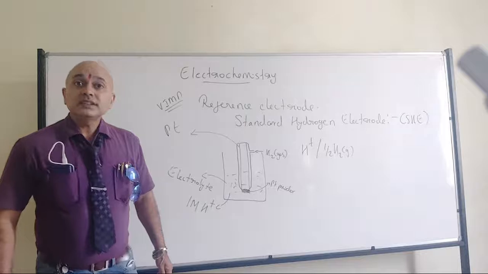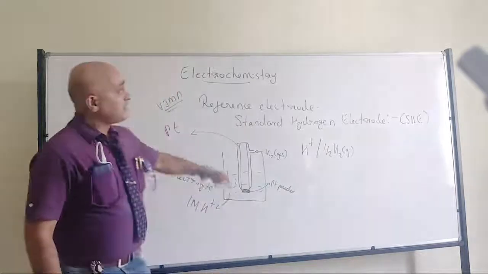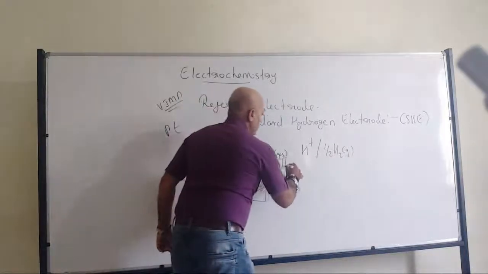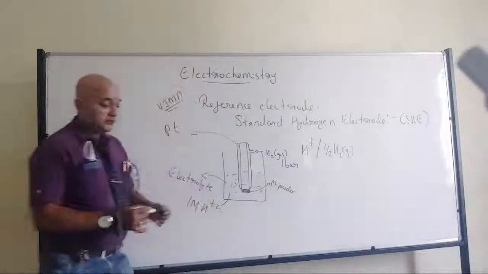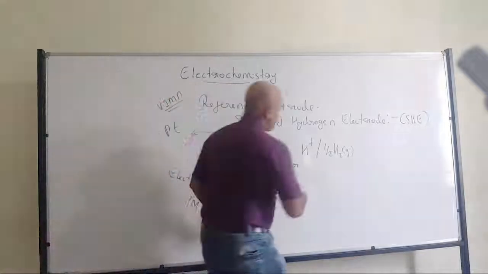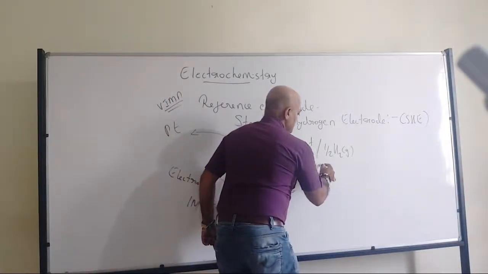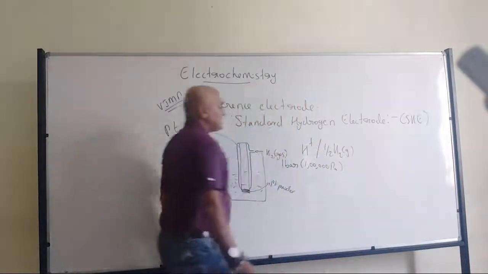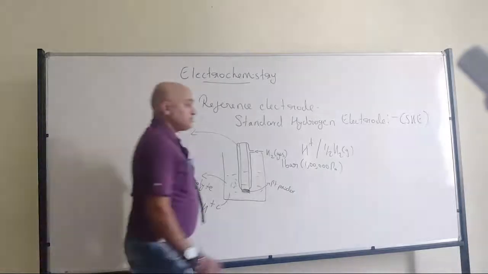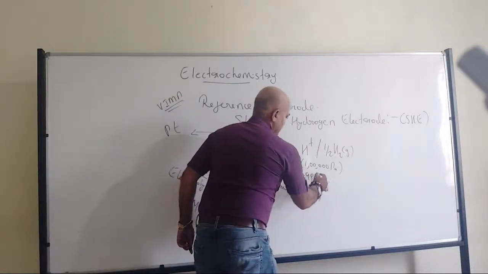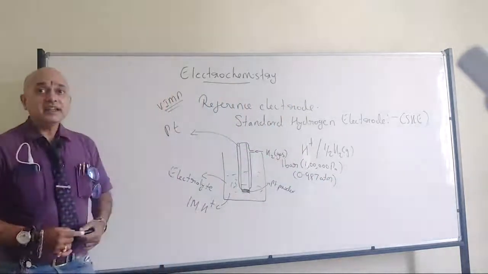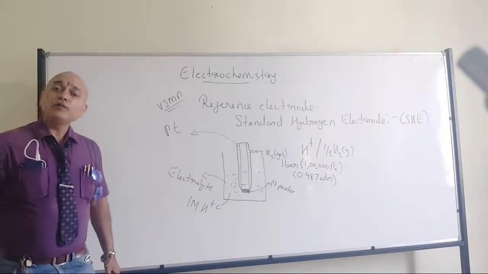So what should be the concentration of hydrogen gas? Since we are dealing with standard reference electrode, it should be 1 bar. If you want to talk about Pascal, you can write, but you should give the value as 1 lakh Pascal. I don't want it in Pascal, I want it in atm. So then it can be 0.987, I think. 0.98 I am sure. So 0.987 atm. Otherwise very simple, 1 bar.